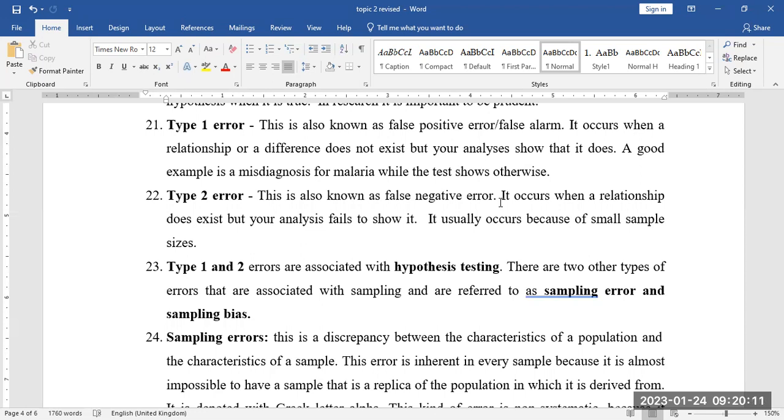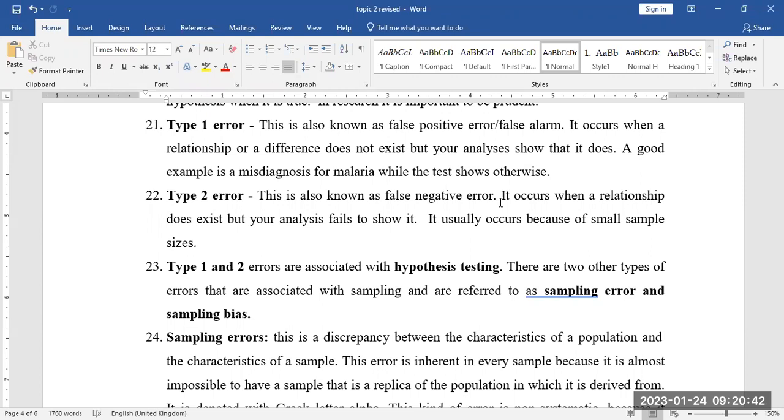While the tests you are given prove otherwise. That is called type 1 error, where you go to a hospital and you are misdiagnosed with malaria, while the tests that are done on you prove otherwise, that you don't have malaria. Type 2 error, a very good example, is also known as a false negative error.